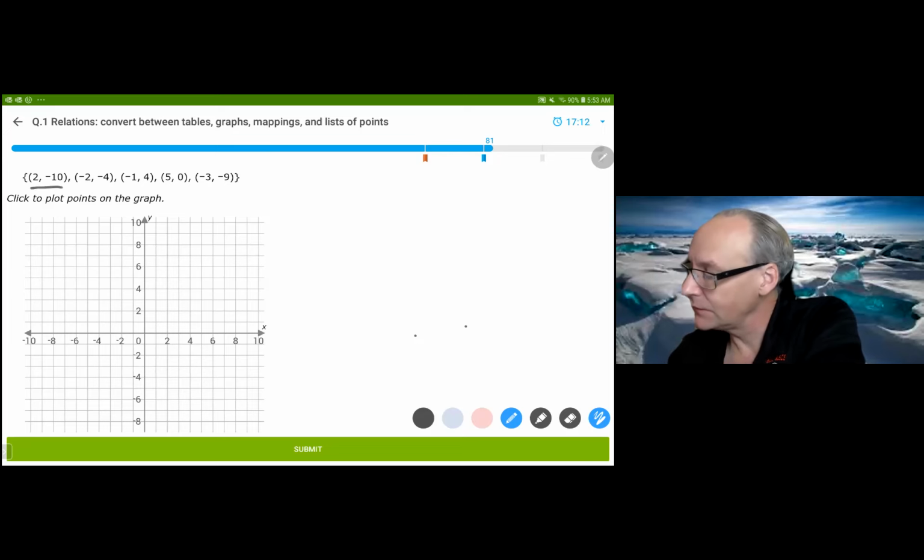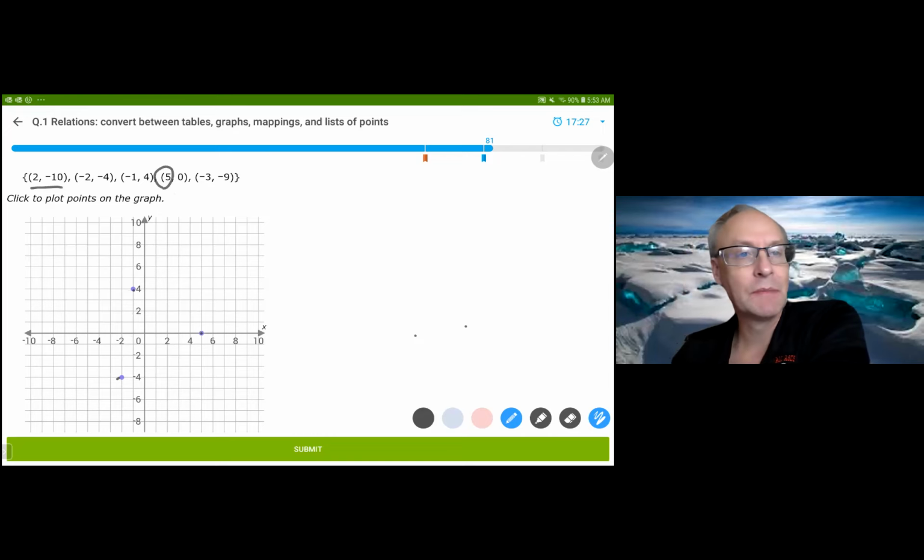I can do the -2, -4, which is right there. And I can do the -1, 4, which is right there. And I can do the 5, 0. Be careful, that's on the x-axis. See, that x value will mess you up. A lot of people are going to graph 0, 5, which is on the y-axis.